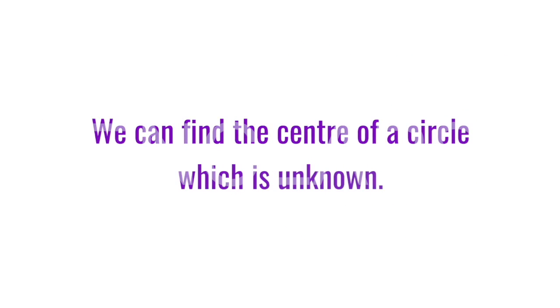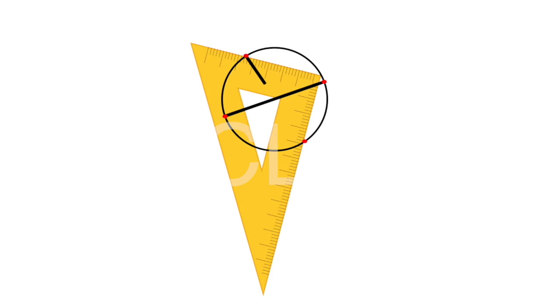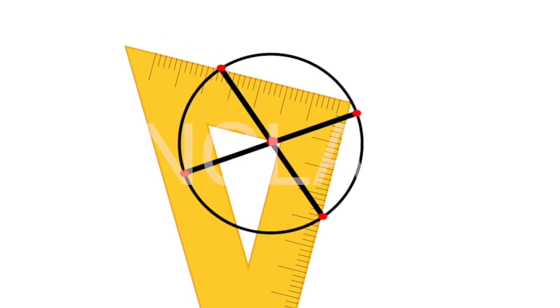By using this concept, we can find the center of a circle which is unknown. Draw a circle by using any object which is in the shape of a circle. By using a set square, mark the points where the perpendicular lines cut the circle. Join these 2 points. The line joining these 2 points is known as the diameter of the circle. Now draw another diameter by using the same method on another point on the circle. The point where the 2 diameters meet is known as the center of the circle.